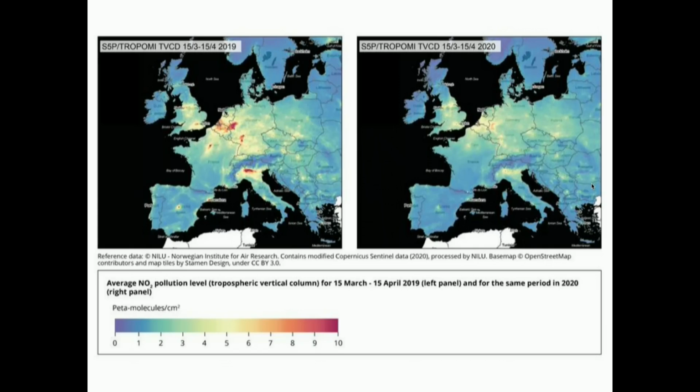So on the left here, we've got nitrogen dioxide across Europe. You can see concentrations for Paris, London, the Low Countries. The Po Valley in North Italy is very polluted because there's a lot of pollution that gets trapped there and can't get across the Alps. The right-hand image is the same, but taken during the COVID lockdowns. So you can see the big difference in pollution there.